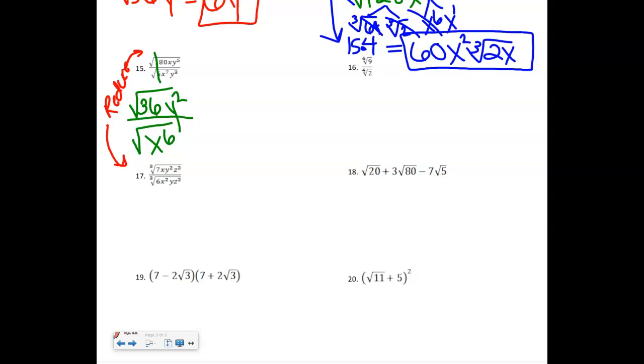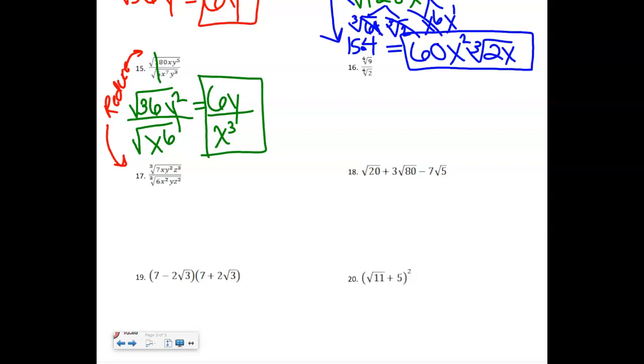As you can see, our problem just became way easier, and what's nice now is I can square root all of this. The square root of 36 just gives me 6. The square root of y squared just gives me y, and the square root of x to the 6th just gives me x to the 3rd. That's all we need to do for that problem. That's as far as we can go.